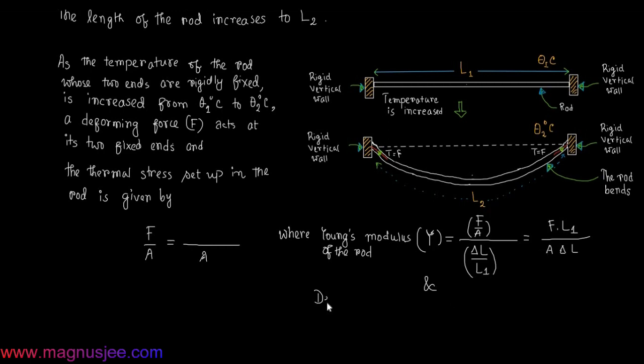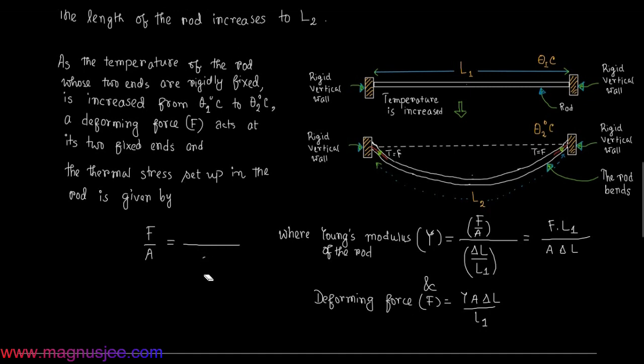Where delta L is the change in length, the expression of deforming force F will be Young's modulus Y into area of cross section A into delta L divided by L1. That is the expression of deforming force. And we get the expression of thermal stress, F by A, as what?